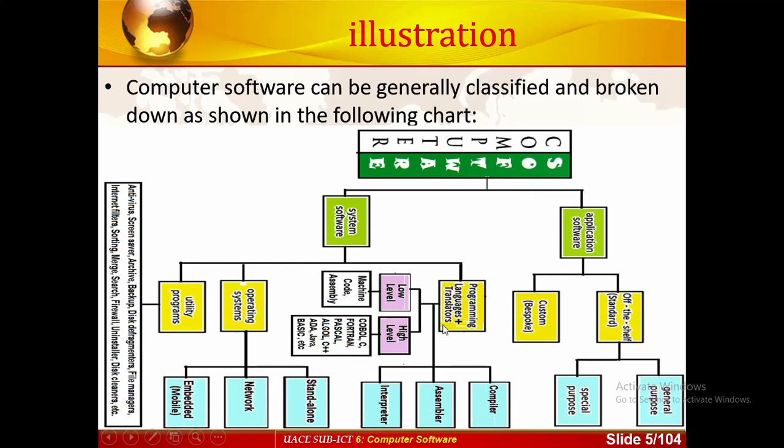Then still under operating system, that's where we have most of the major categories. Basically, here we are showing three: network operating system, that is NOS, the standalone operating systems, and the embedded operating systems. But still you cannot leave out single user, multi-user, and multitasking. Those are all categories under operating systems.